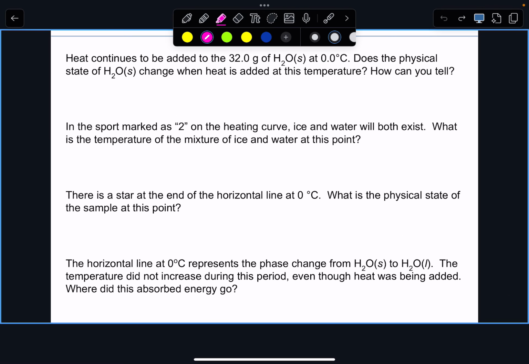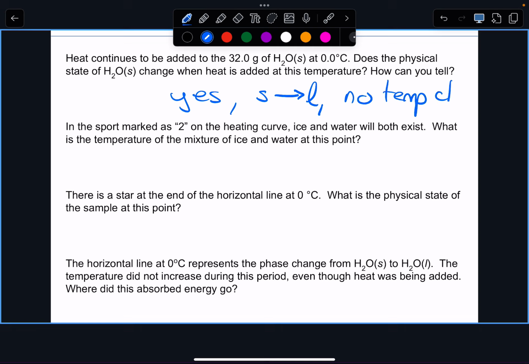Okay, so yes, the physical state changes. We're going from solid to liquid. There's no temperature change. And also, we are at the melting point. In the spot marked 2, which is basically on top of that horizontal line, ice and water will both exist. What is the temperature? Like I said before, if you've got both phases, it's at that melting point. Also, you can just look at the curve and see what the temperature is there.